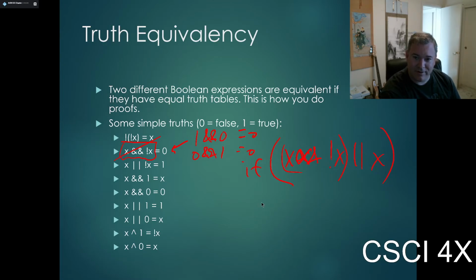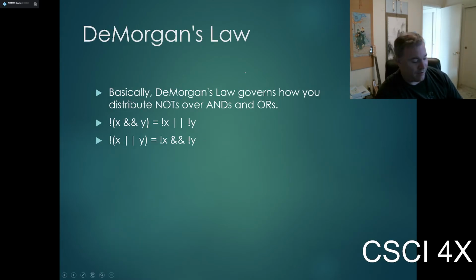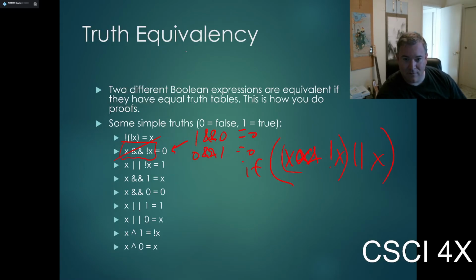I'll write it again in case you can't read my handwriting. So you come across code. You've got some Boolean X, set to some value. Don't know what. And later on we have if X AND not X, ORed with X, do something. How could you rewrite this if statement?